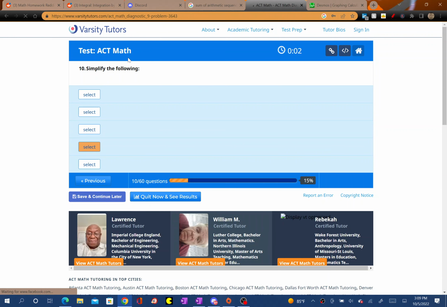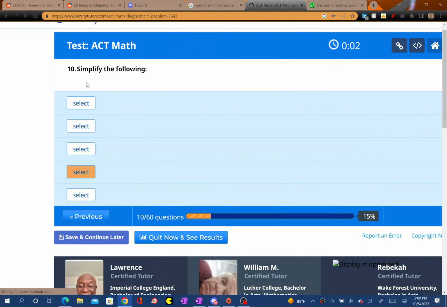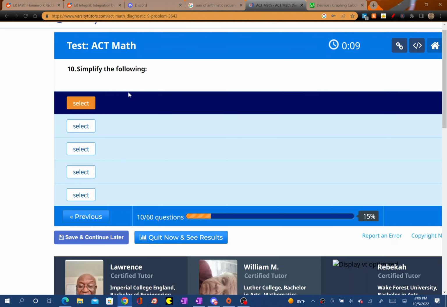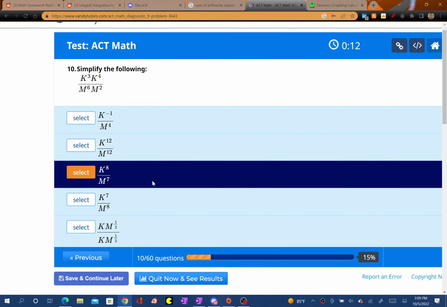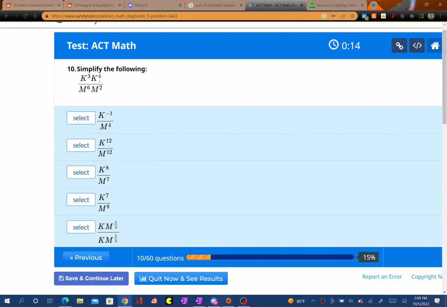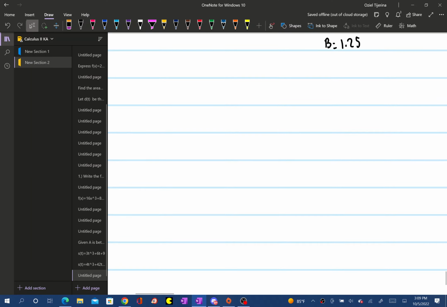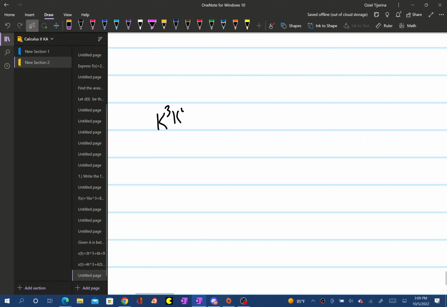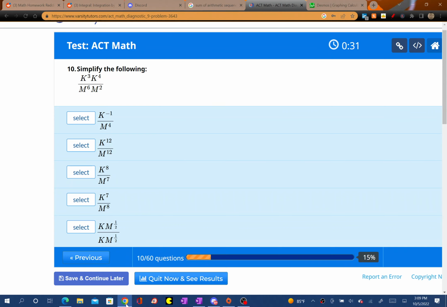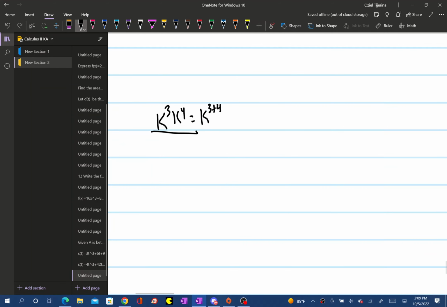Simplify the following. Right, so let's see what it is. K cubed, k to the fourth. So this is pretty easy. If you use the laws of exponents, k cubed times k to the fourth is k to the 3 plus 4. And then they're saying it's divided by m to the 6 times m squared. So this would be over m to the 8th.